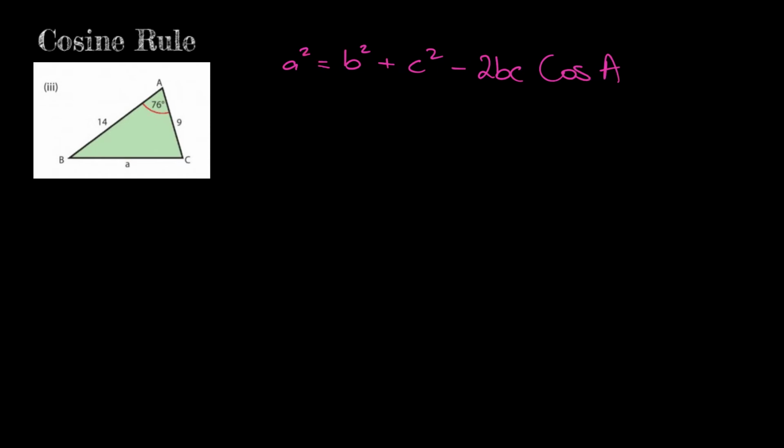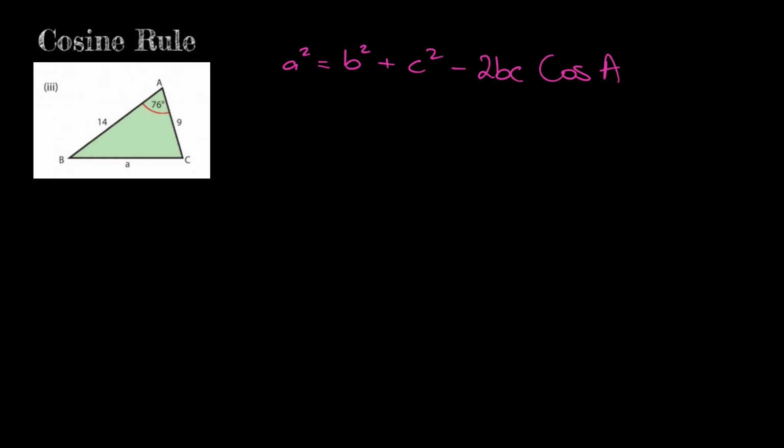It's in your log tables, so you don't actually need to learn it off. But it's actually an easy one to learn because you say the side squared, A squared, is equal to B and C. They're both being squared and added. Then they're both being multiplied, and then you're getting the cosine of the angle that you started with. But once you start using this, you'll get used to it, right? So it's the same as everything that we've done before.